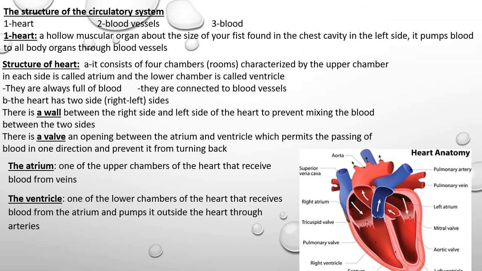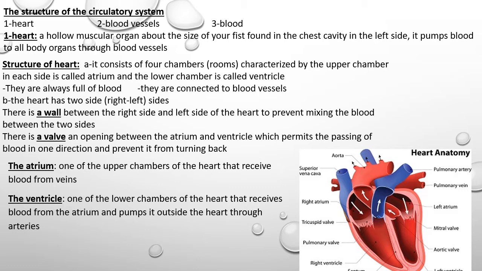Structure of circulatory system: heart, blood vessels, blood. The heart is a hollow muscular organ, about the size of your fist, found in the chest cavity on the left side. It pumps blood to all body organs through blood vessels.